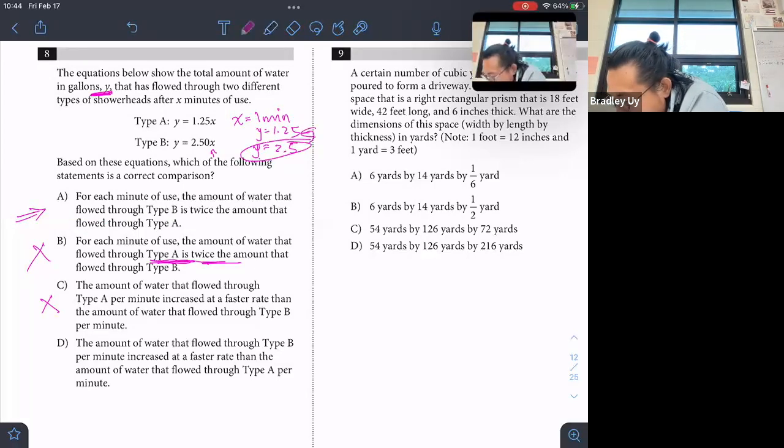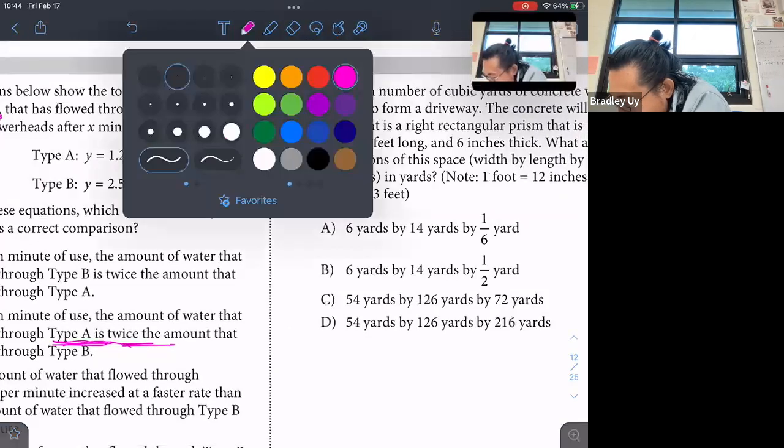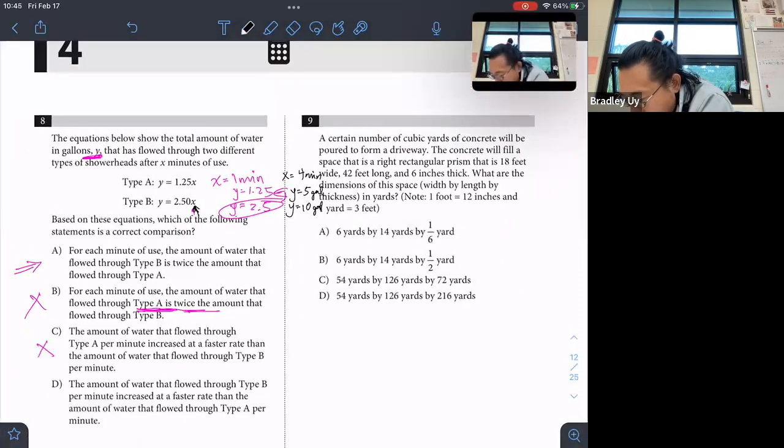Now you might be saying, we don't need to choose 1. You're right. We can choose any arbitrary number. For example, X is equal to 4 minutes. Then for Y, it would be 4 times 1.25, which is 5 gallons, and this is from type A. And from type B, if we plug in a 4 there, we'd get 10 gallons. And again, that is still twice the amount. Okay, so we are looking at answer choice A.